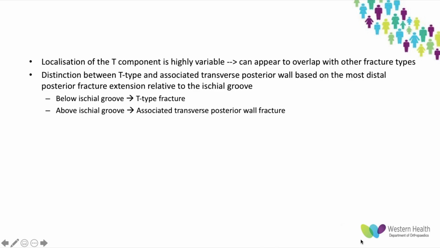To distinguish between a T-type and an associated transverse posterior wall fracture, it is best to decipher this based on its position relative to the ischial groove. If the posterior fracture extension is below the ischial groove, then it's a T-type fracture. If it's above the ischial groove, then it's an associated transverse posterior wall fracture.